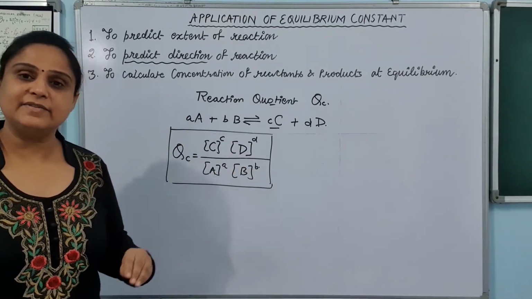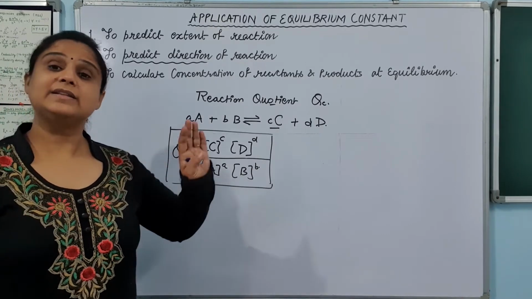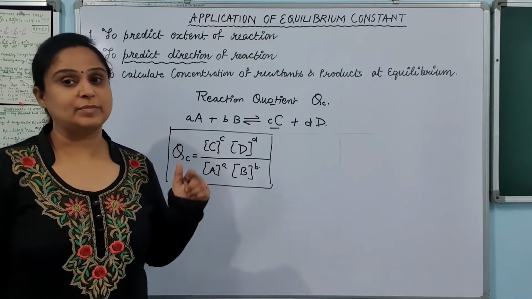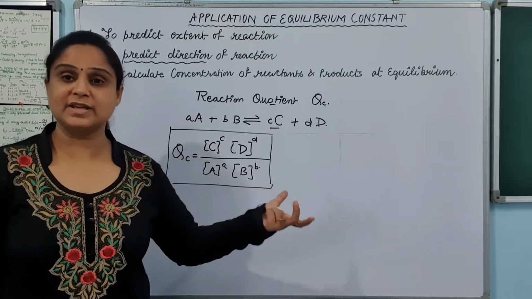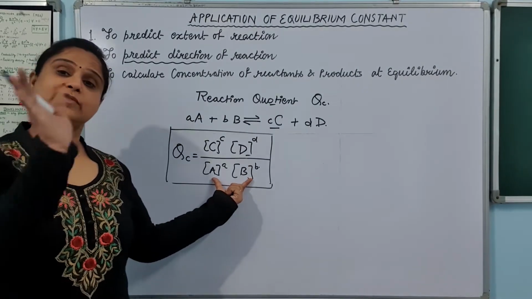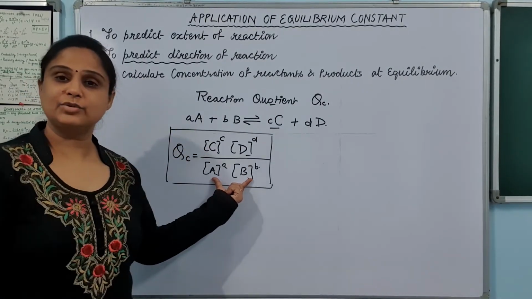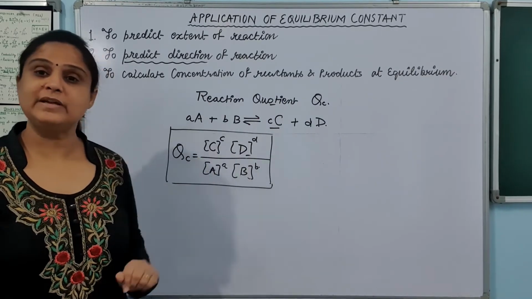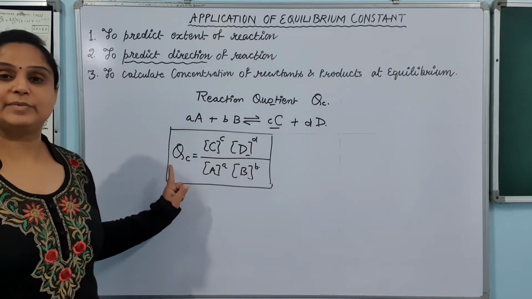Okay. Same way, if you are calculating Qc at the completion of the reaction, what will happen? Because the reaction is about to complete, you will have a lot of major products. So this will be more, and these reactants, most of them have been converted into the product. So what will happen? This will be less. That means the value of Qc will be very high at the time of completion of reaction.